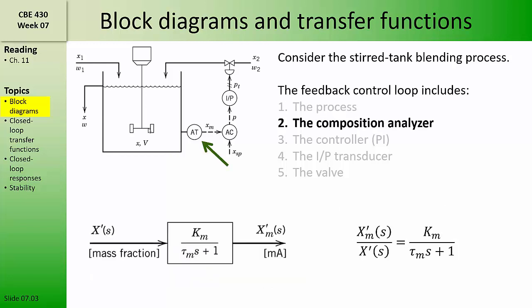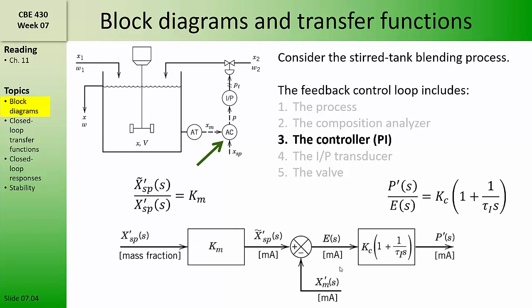Now we'll assume the composition analyzer transmitter behaves according to first order kinetics, so it's represented by a first order transfer function. The actual mass fraction of the solute in the fluid in the tank is converted to an electronic signal on a milliamp scale. But that measurement does not occur instantaneously. It occurs according to a first-order transfer function with a characteristic time constant we'll call tau m.